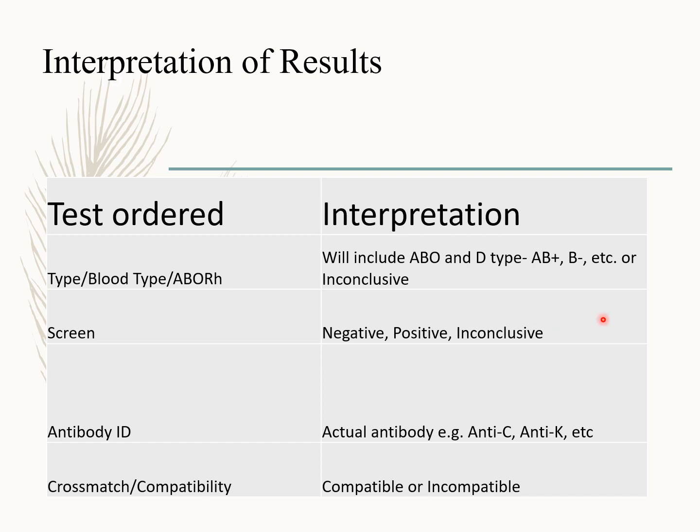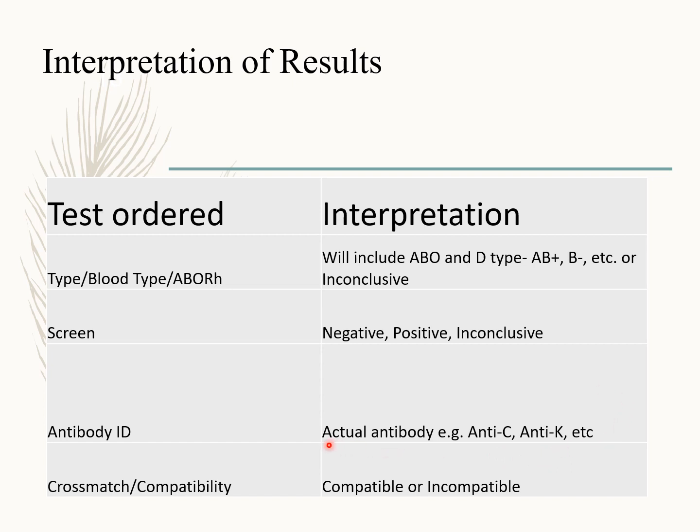You're not expected to make an antibody ID just based on a screen. You don't have enough information at that point. You'd have to actually do an antibody workup, do further testing. So if you were doing the antibody ID, you would complete the workup until you could actually determine what the antibody is. And then the interpretation would be the actual antibody, such as anti-C, anti-big K, or whatever the antibody is.